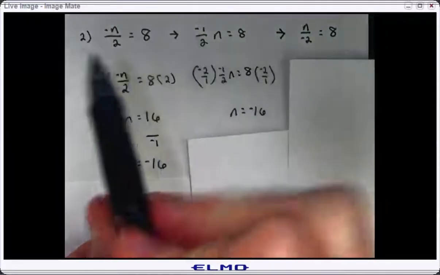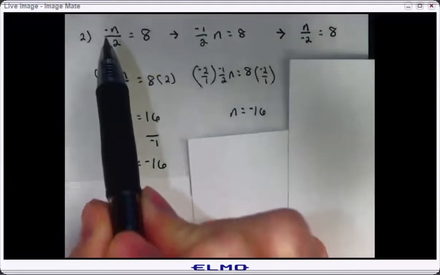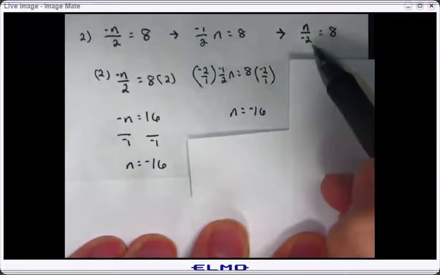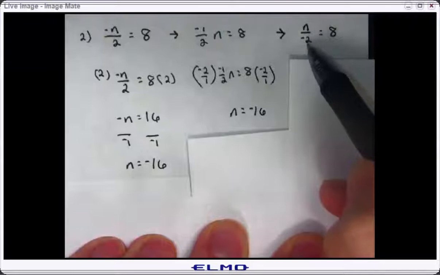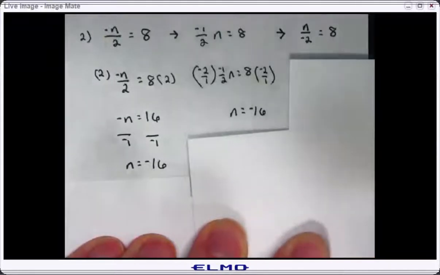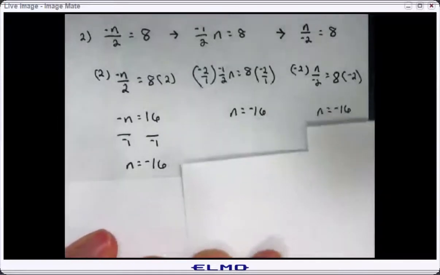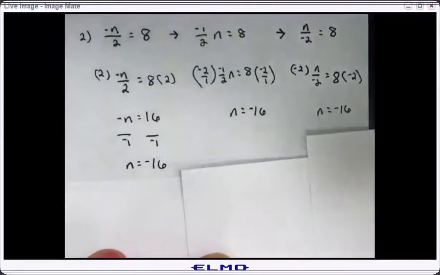And I could also think about this negative sign as being in the bottom. I can put it in the bottom or the top. I just can't put it in the bottom and the top. So if I put it in the bottom, then I can think about, okay, I'm trying to get rid of divided by negative 2. I multiply both sides by negative 2. And your answer is negative 16. All right, let's look at another.